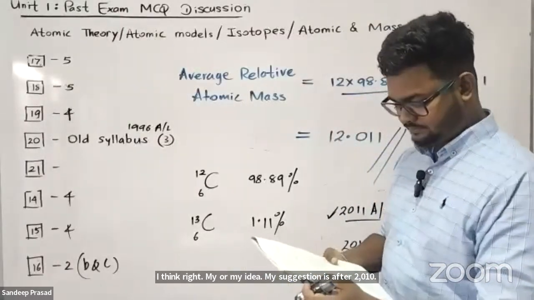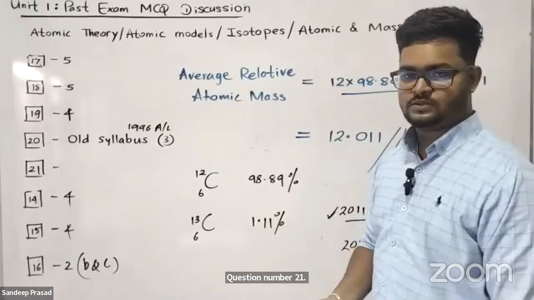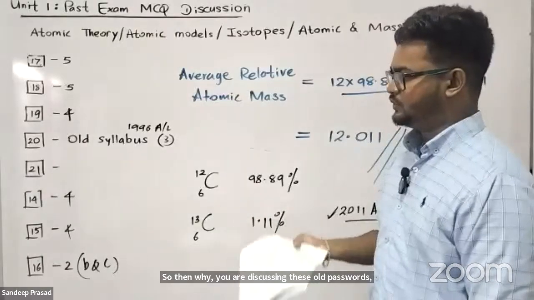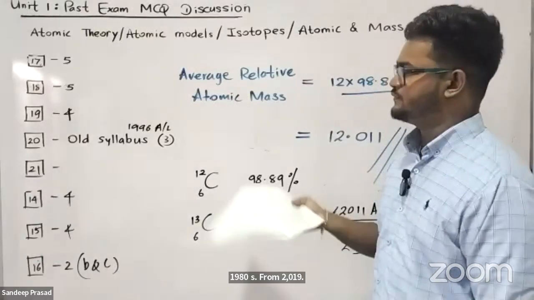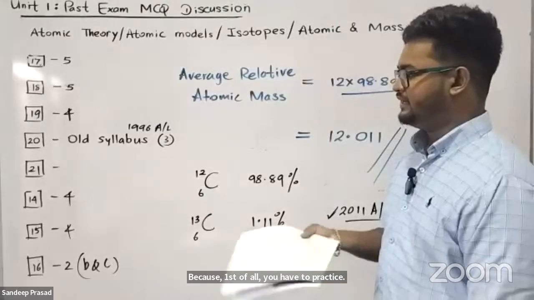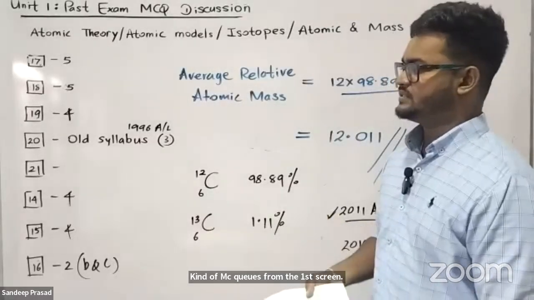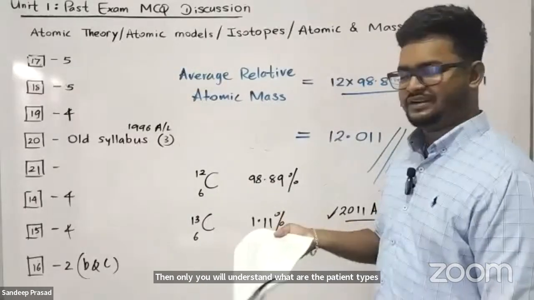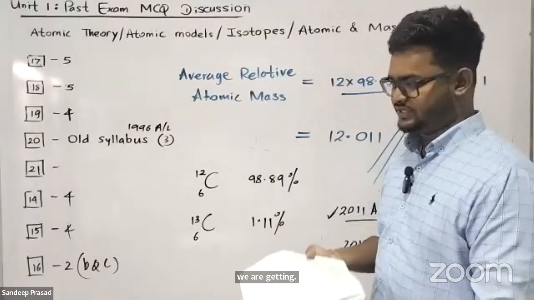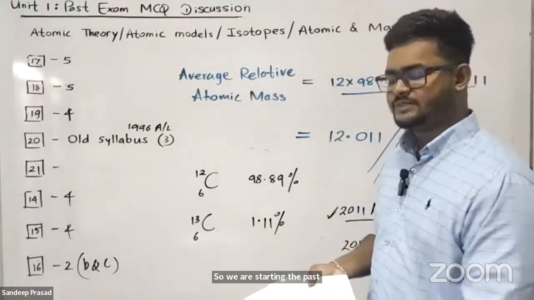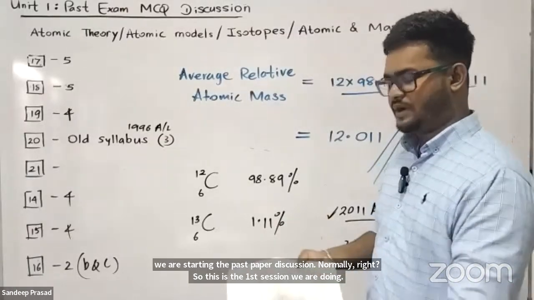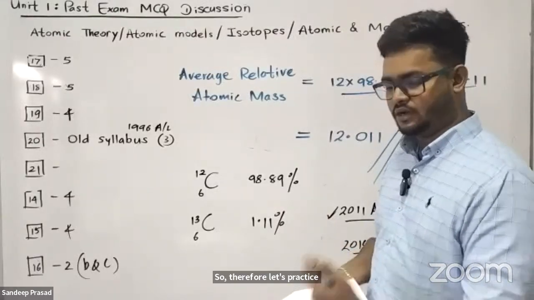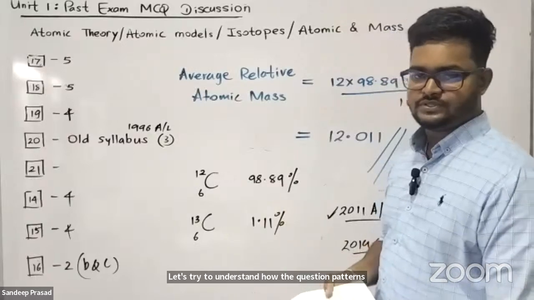Question number 21. So why are we discussing these old past papers from the 1980s? Because first of all, you have to practice MCQs from the first unit. I need you all to practice these questions. Then only will you understand what question types we are getting. So we are starting the past paper discussion now, right? This is the first session we are doing for the past papers. So let's practice how to do the questions. Let's try to understand how the question patterns will come by analyzing these past papers.